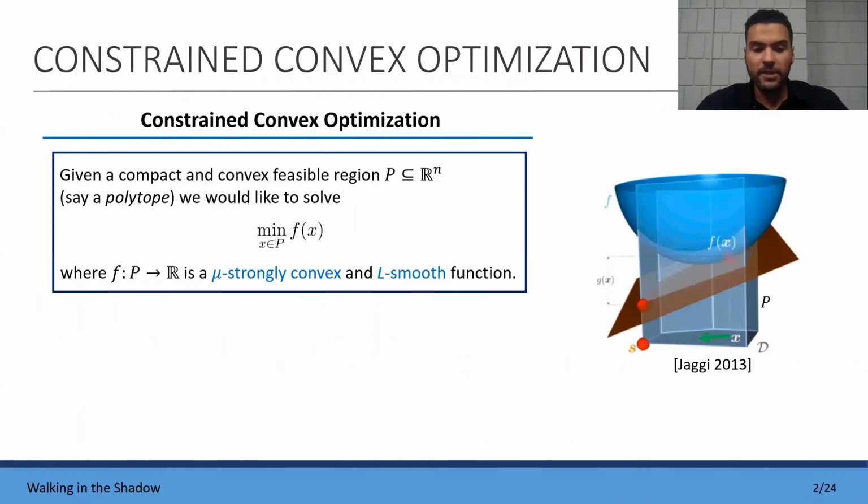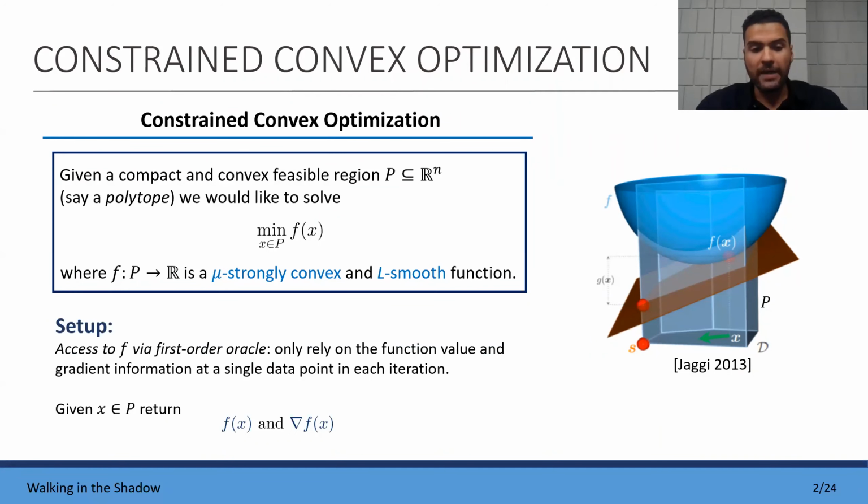So in this talk, we consider the problem of minimizing a mu-strongly convex and L-smooth function over a polytope P. And we assume access to our function via a first-order oracle, which just means that given any point x in the polytope, this oracle will give us the function value and the gradient at that point.